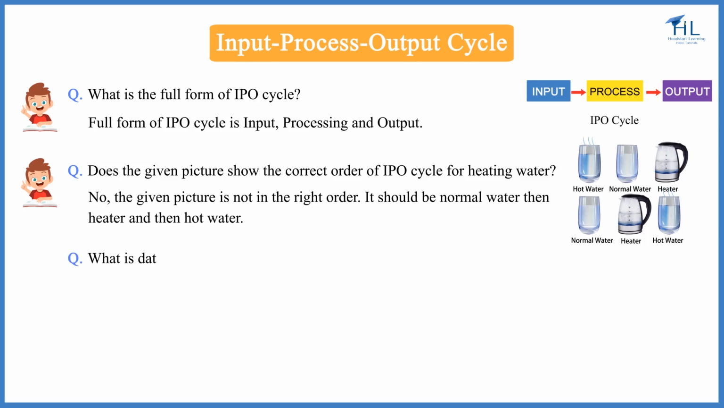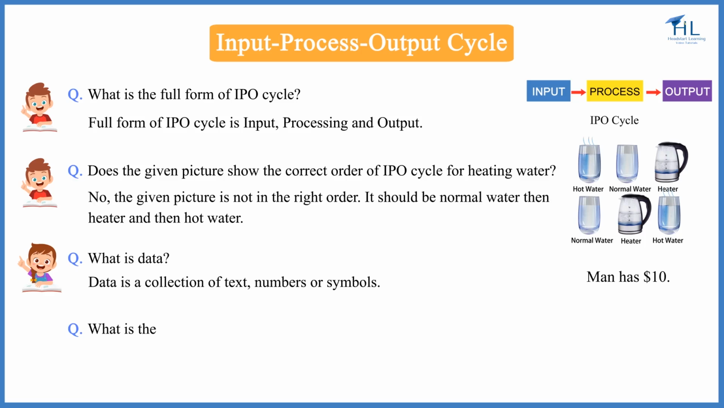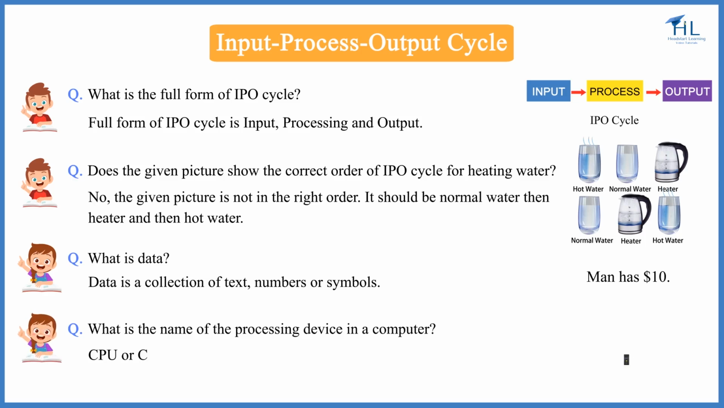What is data? Data is a collection of text, numbers, or symbols. What is the name of the processing device in a computer? CPU or Central Processing Unit.